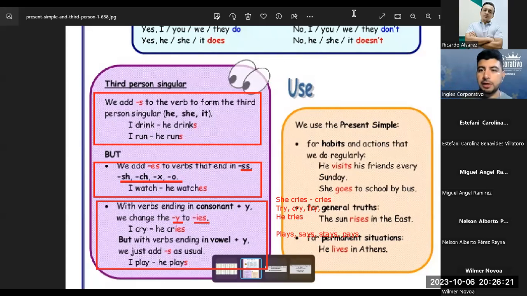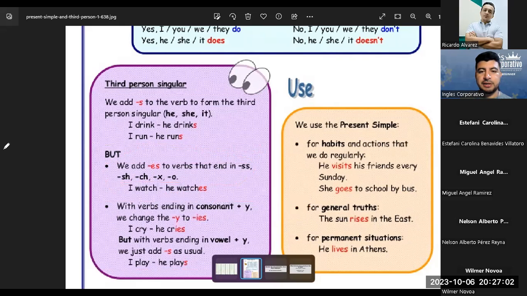Ok, vamos a los ejemplos. Recuerden, primer caso, solo le agregamos S. El segundo caso, le agregamos ES. Fíjense bien, a los verbos que terminan en S, H, X o en O. Y el otro es en caso que termine en Y, así de simple. ¿Ok? ¿Qué vamos a hacer ahorita? Vamos a buscar este tipo de verbos. Vamos a buscar los verbos que terminen en S, H, X o en O, o los verbos que terminen en Y. ¿Ok? Eso vamos a hacer ahorita. And I'm going to present, lo voy a presentar acá.